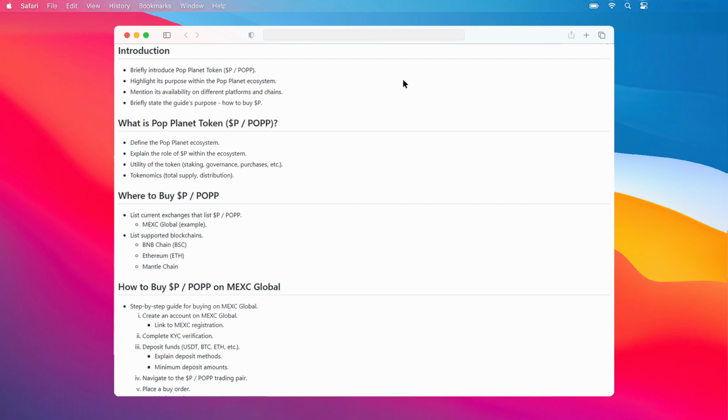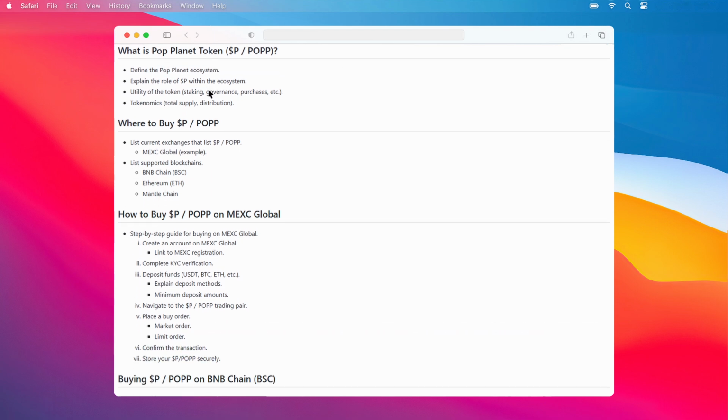First, let's understand what POPP Planet token actually is. POPP Planet is an ecosystem, and $P is the key that unlocks its features. The token has various utilities, including staking, governance, and making purchases within the POPP Planet environment. Regarding tokenomics, it has a fixed total supply and a specific distribution model.